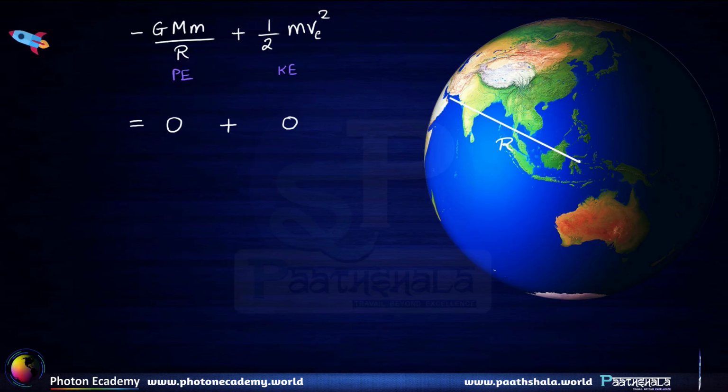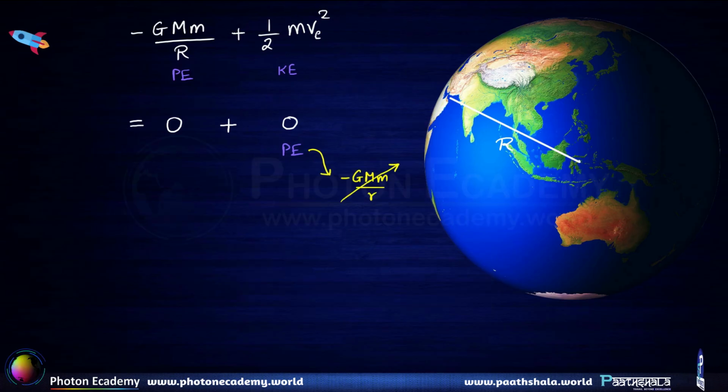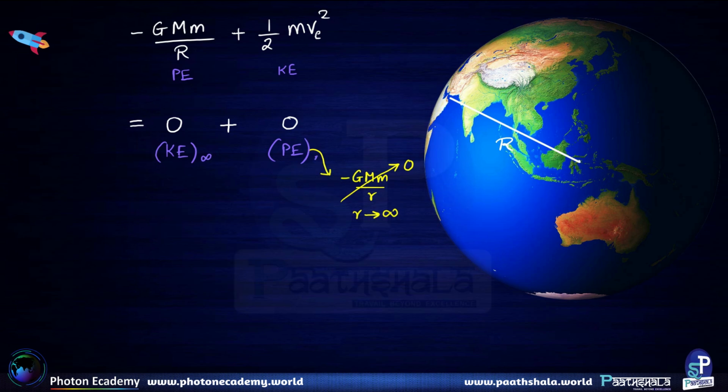So you can say potential energy is 0 because potential energy is given as minus GMm upon r. So this tends to 0 as r tends to infinity. Kinetic energy is 0 because it just reaches infinity. So this is kinetic energy. These two values are at infinity, and these two values are at the surface of the earth. So it just reaches infinity, so kinetic energy happens to be 0.